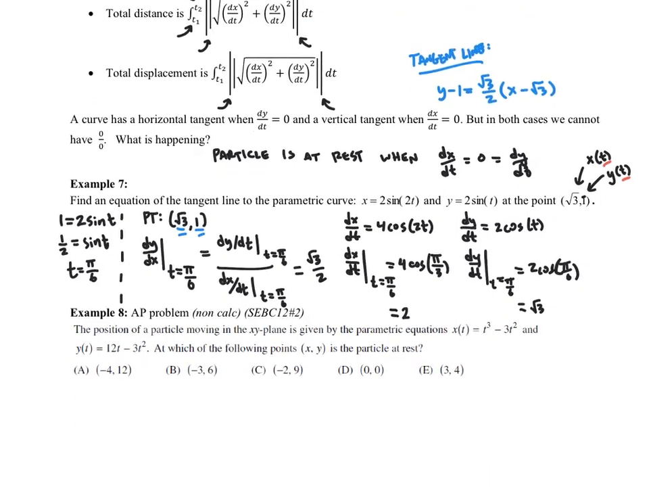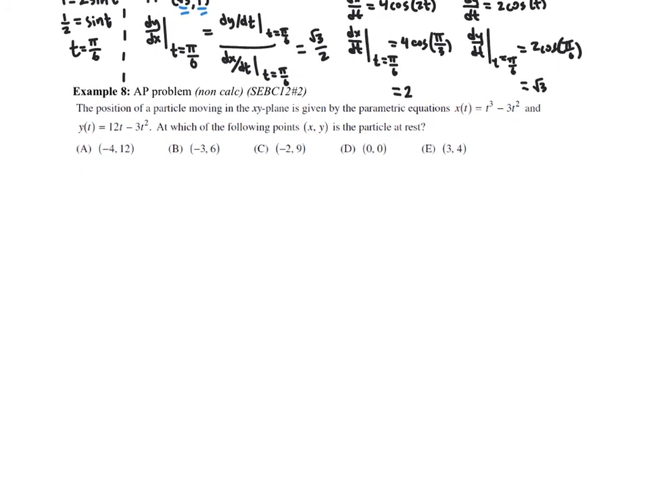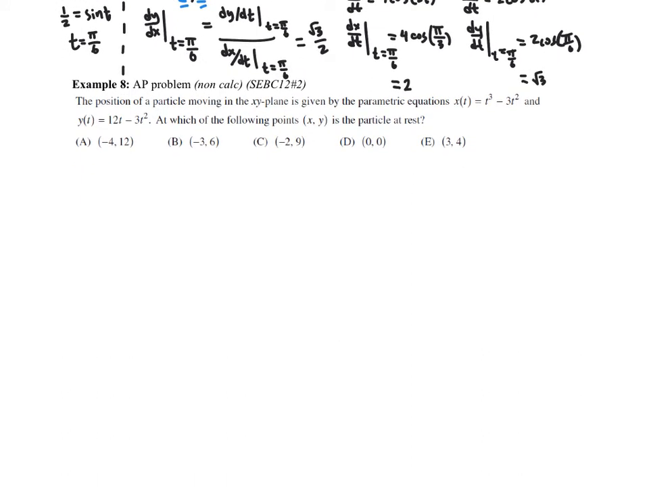Okay, let's look at one more example here. The position of a particle in the xy plane is given by this parametric x of t and y of t. At which of the following points is the particle at rest? Okay, we said that the particle is at rest when both dx/dt and dy/dt are 0. So I'm going to look at dx/dt and dy/dt, set them equal to 0.